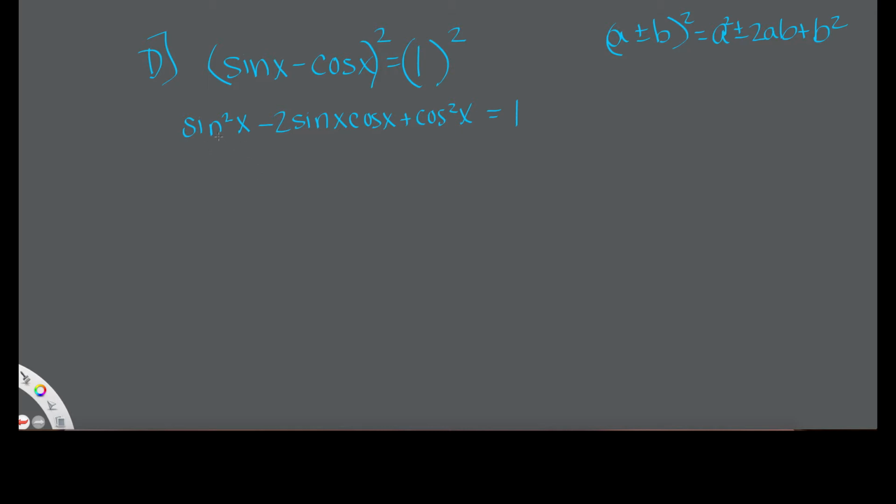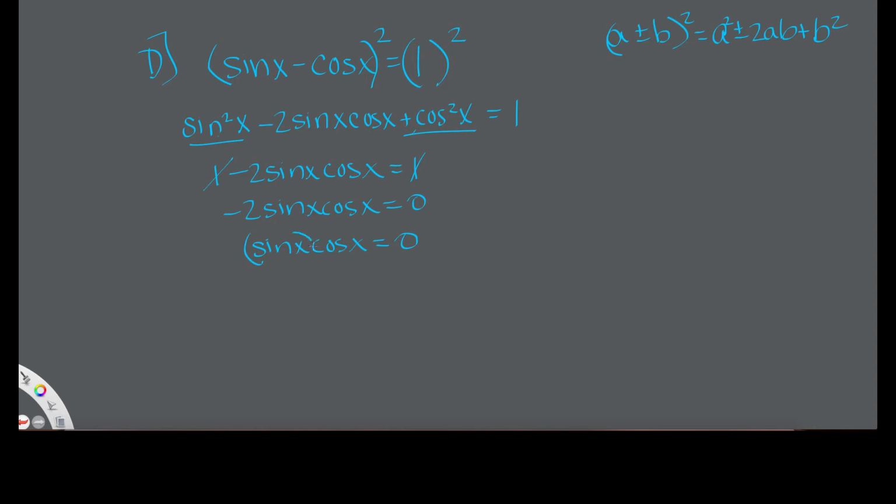All right, so now I have a sine squared x, and I have a plus cosine squared x, and I know that that equals 1. So now I have 1 minus 2 sine x cosine x equals 1. All right, these 1's are going to cancel out, and I'm going to be left with negative 2 sine x cosine x equals 0, which means that if I divide both sides by negative 2, sine x times cosine x must equal 0.